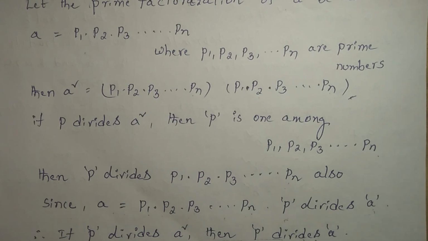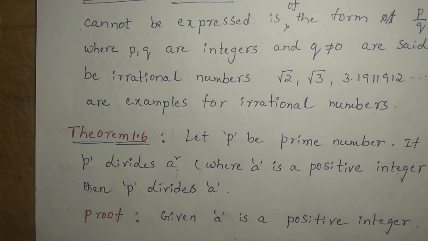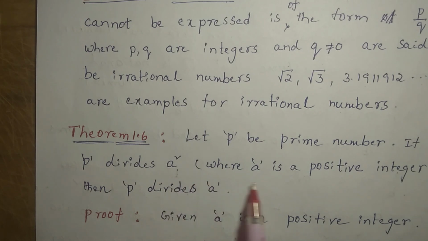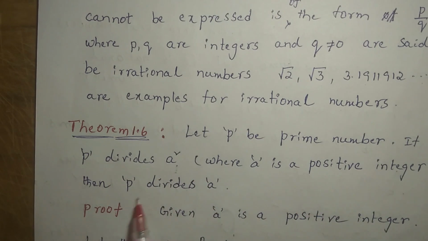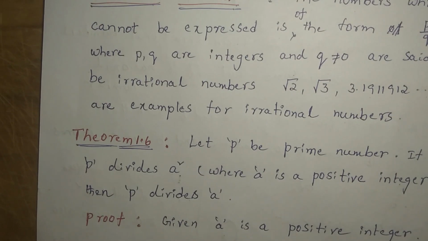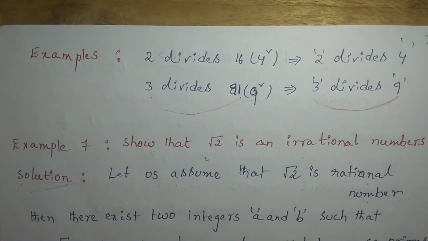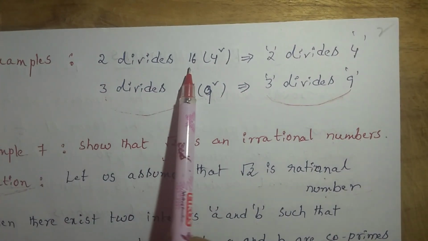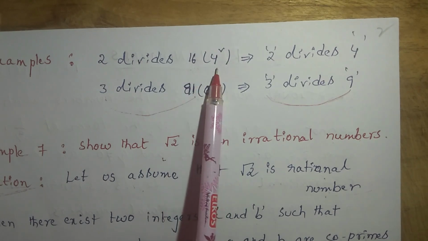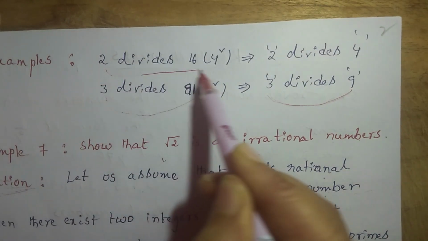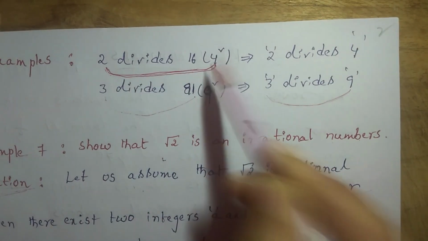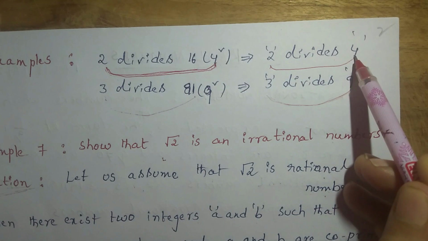Okay students, so what is the theorem? Let p be a prime number. If p divides a square, where a is a positive integer, then p divides a. We can observe some examples about this theorem. Suppose 2 divides 16. 16 can be written as 4 square, meaning 2 divides 4 square. Then 2 divides 4.